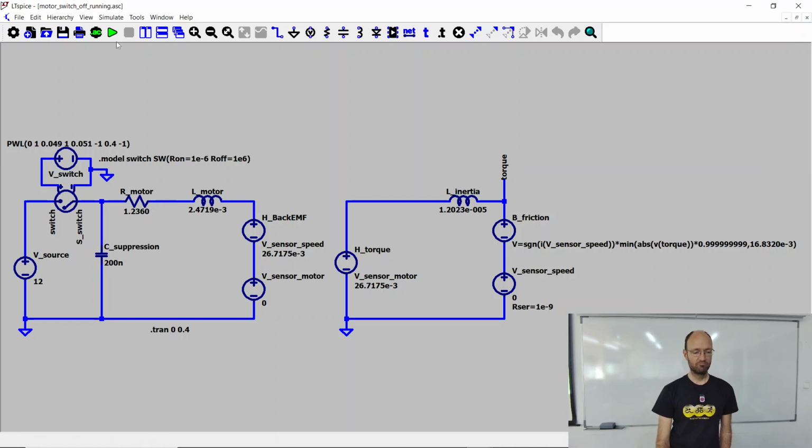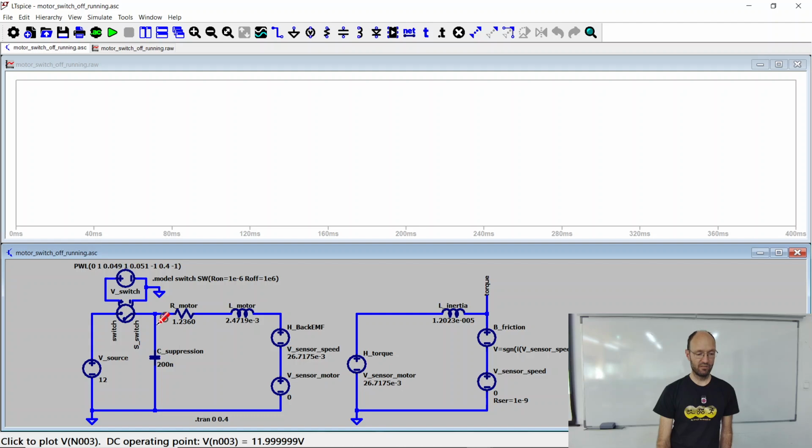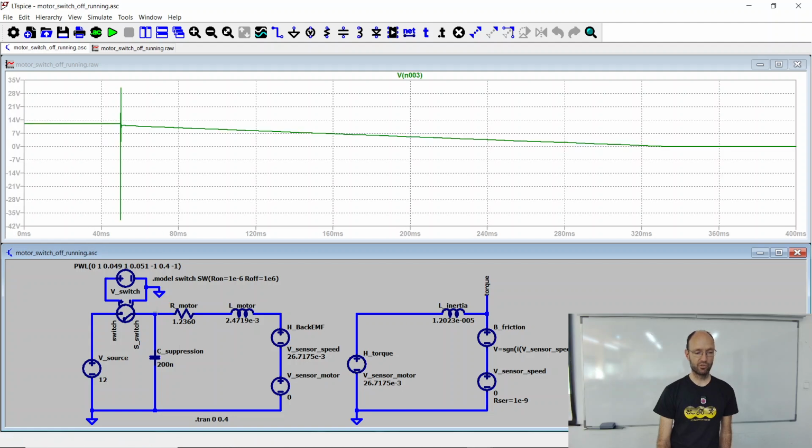Okay, so if we do this, and if we take a look at the point where I measured the voltage, then you see that it's looking quite nicely: we have the 12-volt source voltage, then we switch off, then we get this transient.